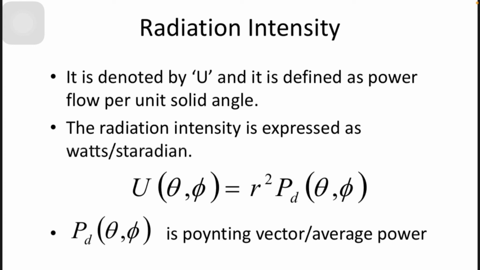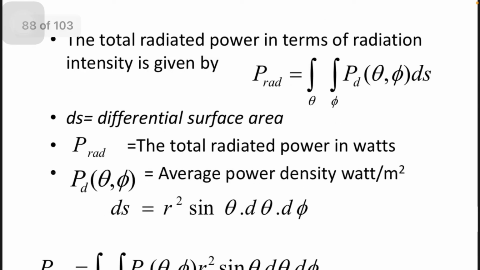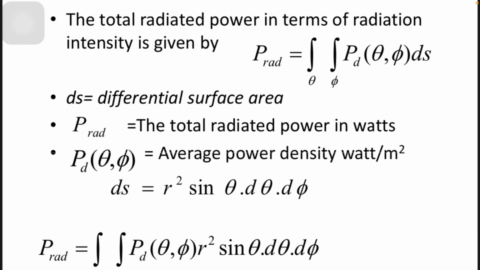U(theta, phi) equals r squared Pd(theta, phi). Pd(theta, phi) is the Poynting vector or average power. The total radiated power in terms of radiation intensity is given by P radial equals the double integral over theta and phi of Pd(theta, phi) dS. dS equals the differential surface area. P radial equals the total radiated power in watts. Pd(theta, phi) equals the average power density in watts per meter squared.